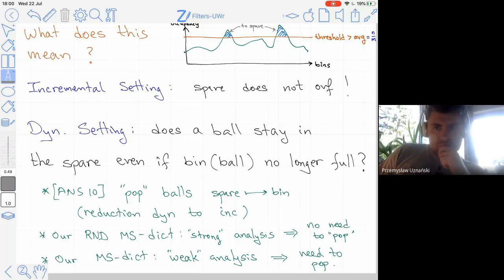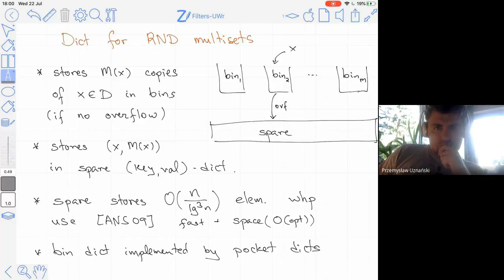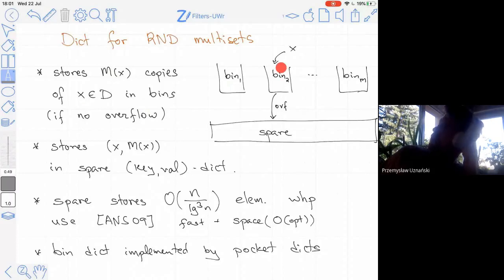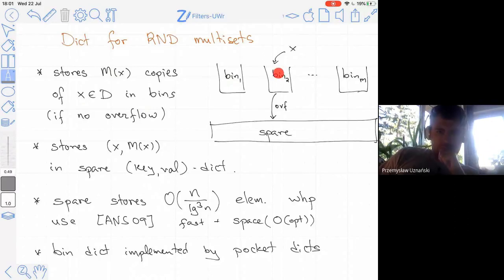Good. So now let me summarize, how does the dictionary for the randomized multisets look like? Okay, so we have the bins, we have spare. Inside the bins, we store duplicates. We store mx copies of x in the bins if there's no overflow in the bin. Okay, so if you have like 3 or 4, say, copies of an element, you store these 4 copies in the bin as if they are different elements. Okay, a pocket dictionary has no problem to store copies of the same element.